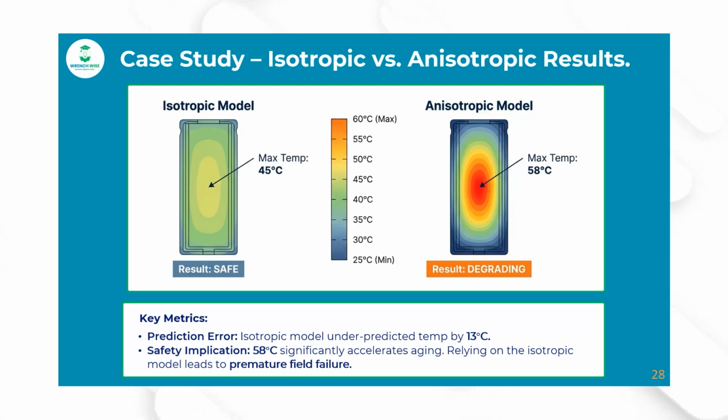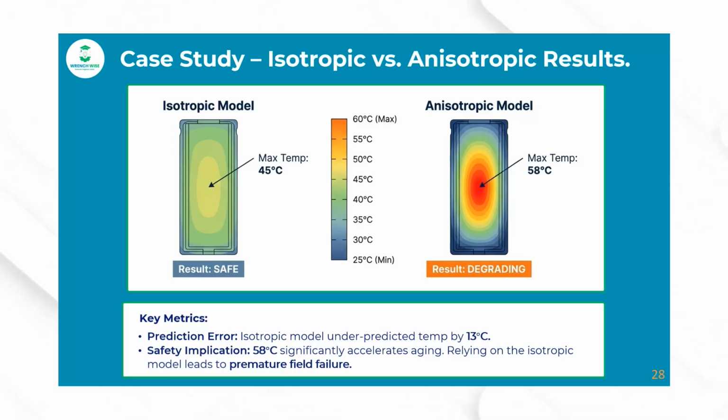So a product design team will look at the CFD model of isotropic and say, hey, my cell's maximum temperature is 45, we can still work with it, maybe we'll just use air cooling. Whereas if you accurately predict using the anisotropic model, the design team will take a look at it and understand that perhaps air cooling is not the best thing to do. They'll try other methods, either liquid cooling or phase change materials, and so forth, because 58 degrees Celsius is going to significantly accelerate the aging and degradation of your battery chemistry.